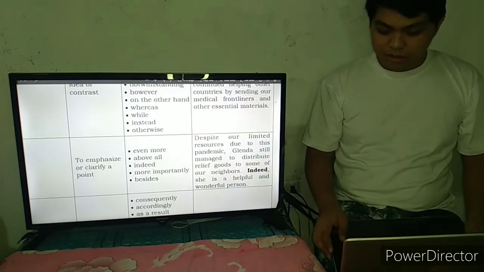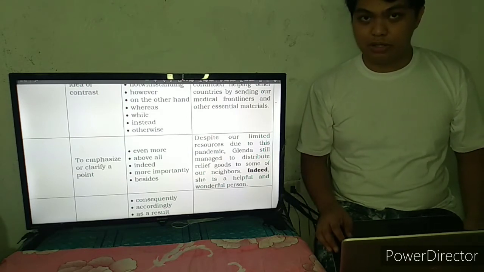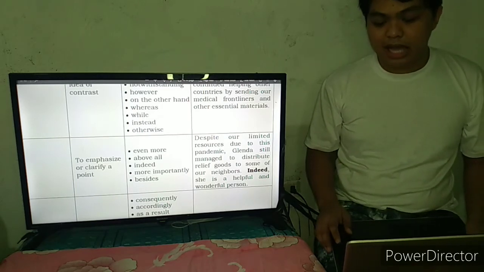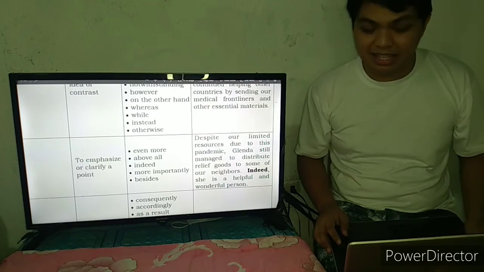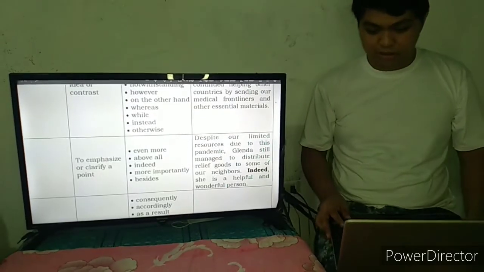So, that is to emphasize or to clarify a given point. So, ang pinapatungkulan natin dito ay si Glenda. Kahit na siya hirap na hirap, tumutulong pa rin siya. So, that is indeed to clarify or to emphasize a given point.